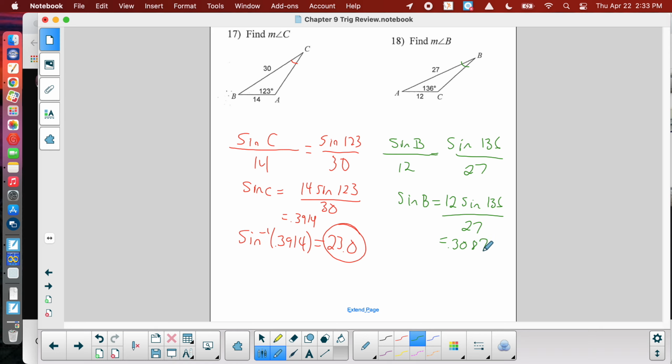So now I do the sine inverse of that value, and I get 17.98, or right about 18 degrees. Okay? By the way, don't put the degree symbol in the computer. Some people are trying to put the degree symbol in on the test. Don't just put the number. Don't put the degree symbol in.